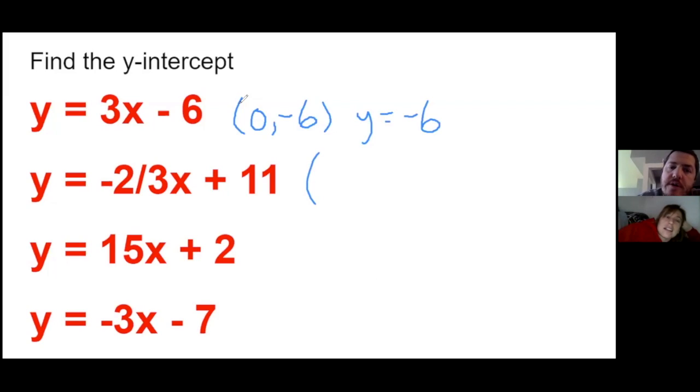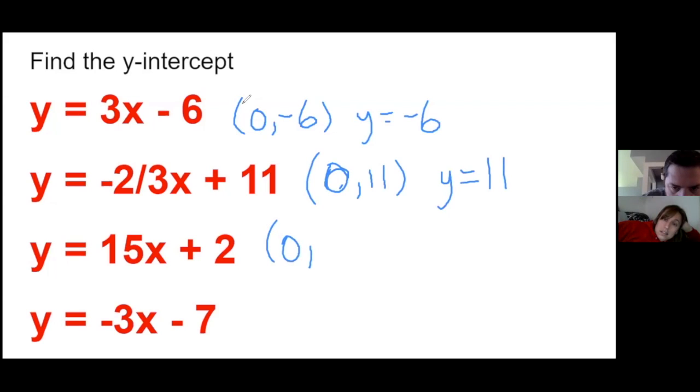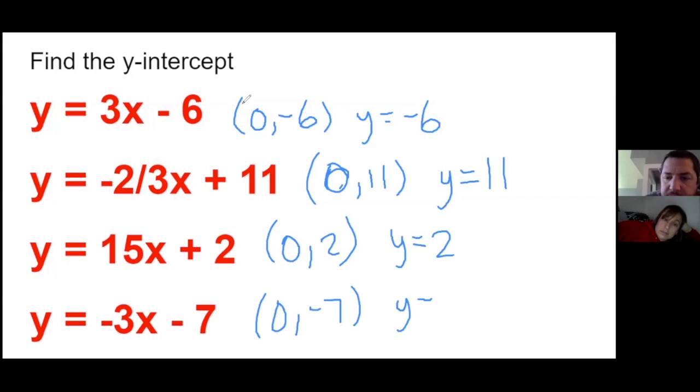Okay, so this one is 0, 11. Y equals 11. 0, 2. Y equals 2. And 0, negative 7. Y equals negative 7. All right, there you go. Those are your answers. If you didn't get them, you should let us know later.